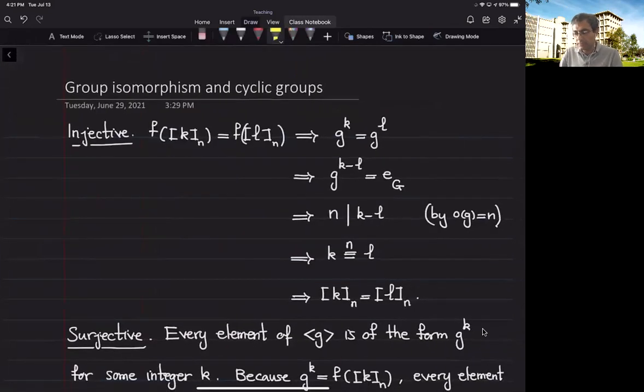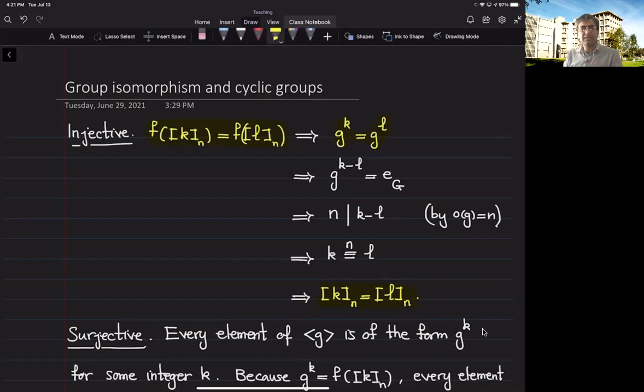Okay, so suppose f of the residue class of k is the same as f of the residue class of l modulo n. And I need to show that they are the same residue classes. So this is the kind of implication that I want. So I go step by step. By definition, I know that f of this residue class is g to the power k, and f of this residue class is g to the power l. So I know that g to the power k is equal to g to the power l.